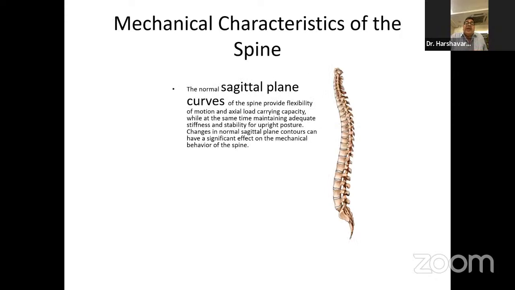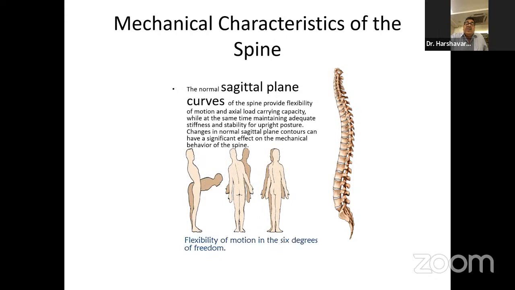So there are certain mechanical characteristics of the spine. One is the sagittal plane. You can see there are three curves. Two of them are lordotic, one is kyphotic. The lordotic curves are in the cervical and the lumbar region, which are balanced by the kyphotic curve of the thoracic region. The thoracic is in the middle, such that the head is balanced over the pelvis. Next slide, please.